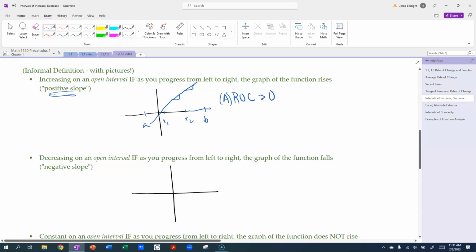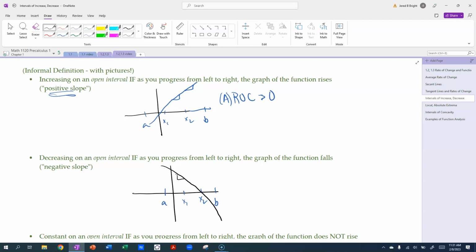informally, if we imagine a graph, and this time maybe here's x1 and x2, but again, these two fall within a general interval a to b, what we would see is at any place in this interval, we would see the function falling, okay, as we progress from left to right.